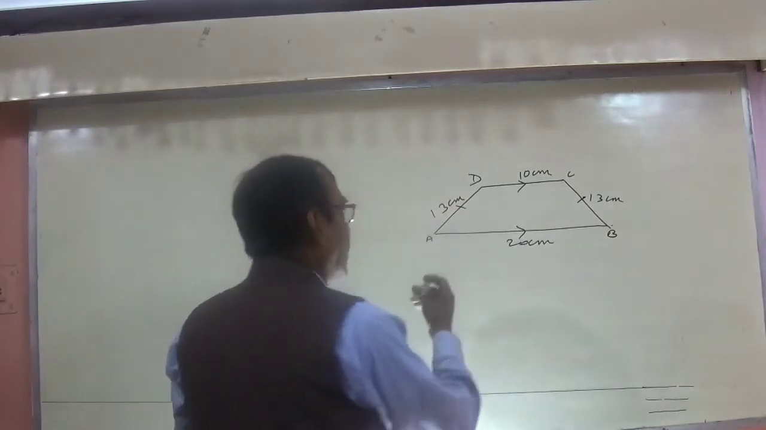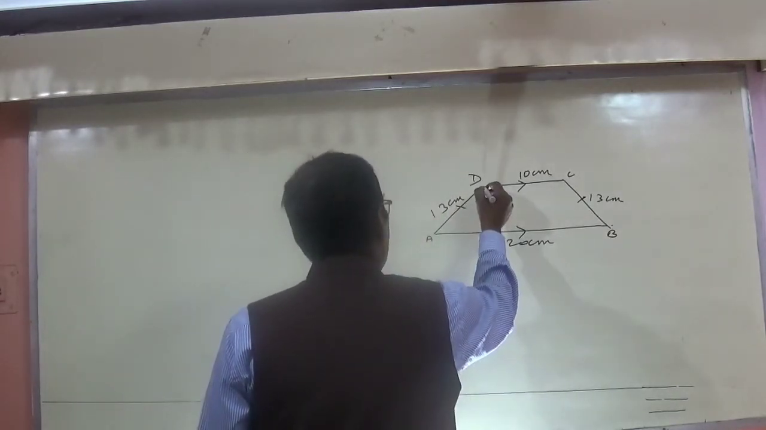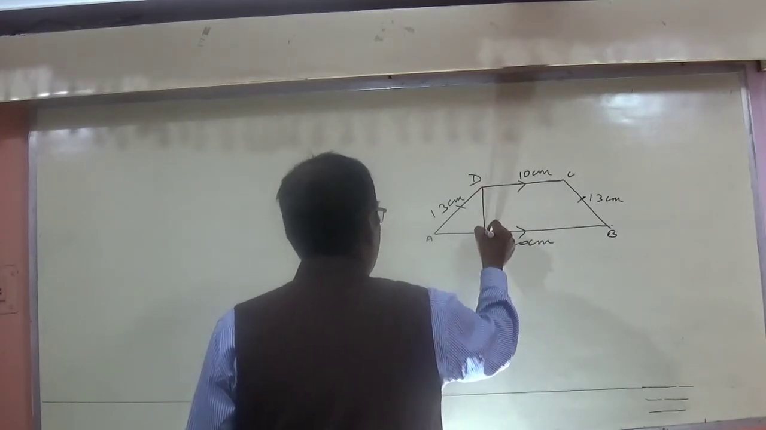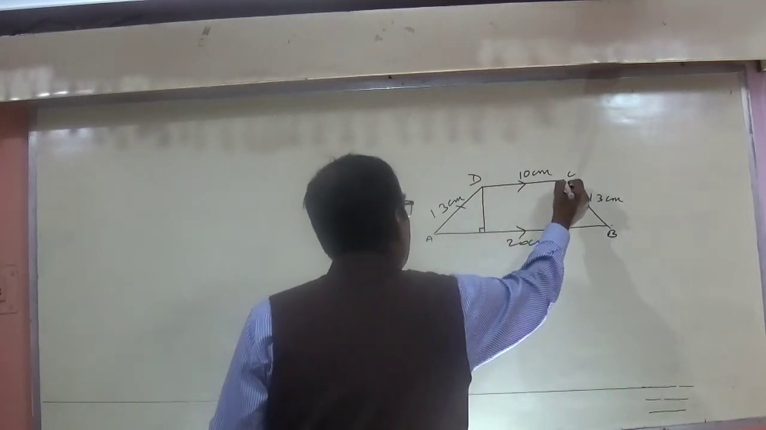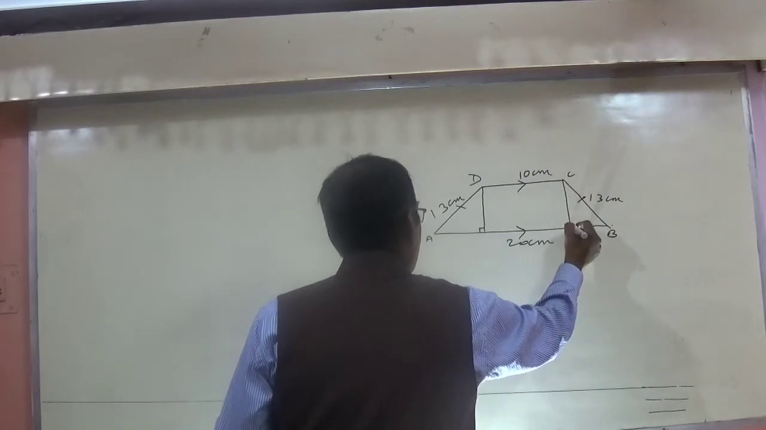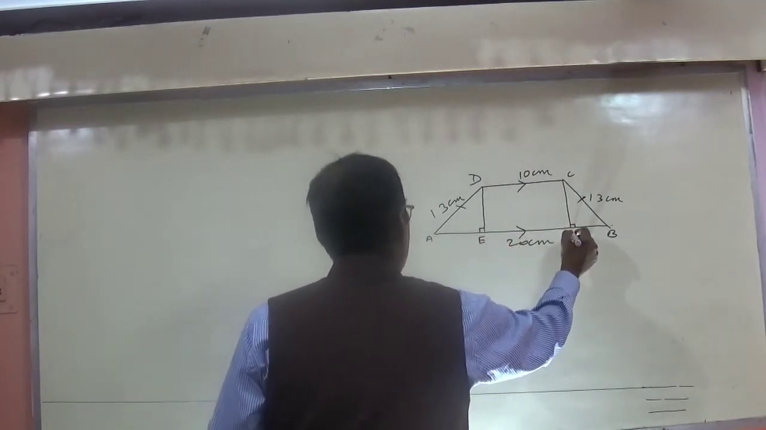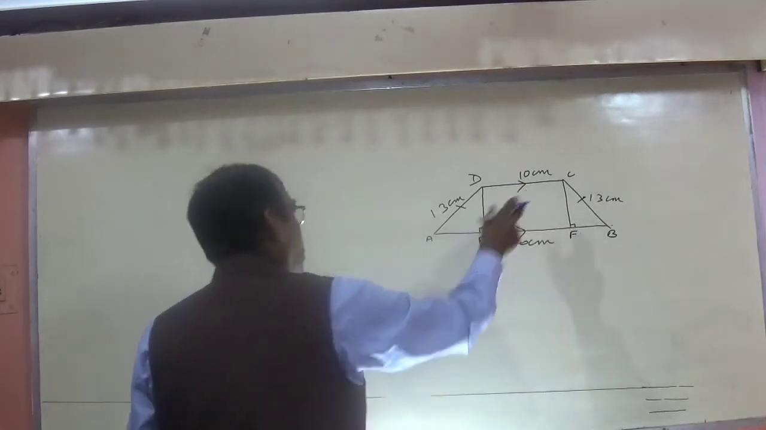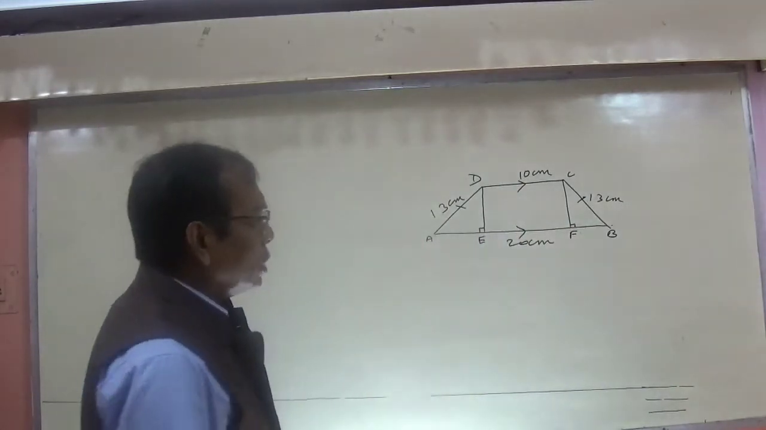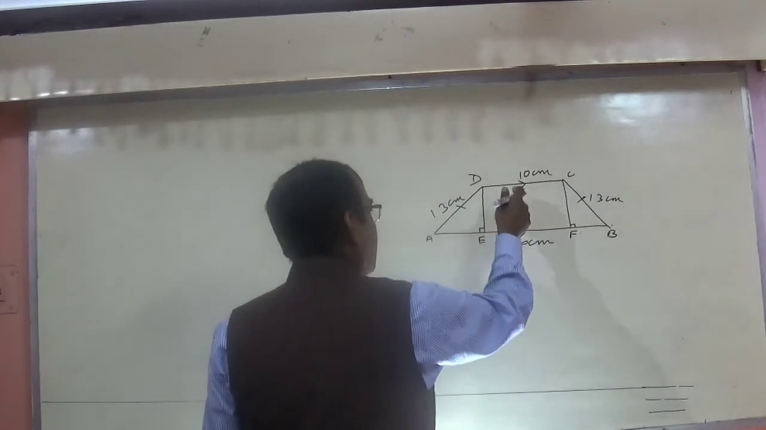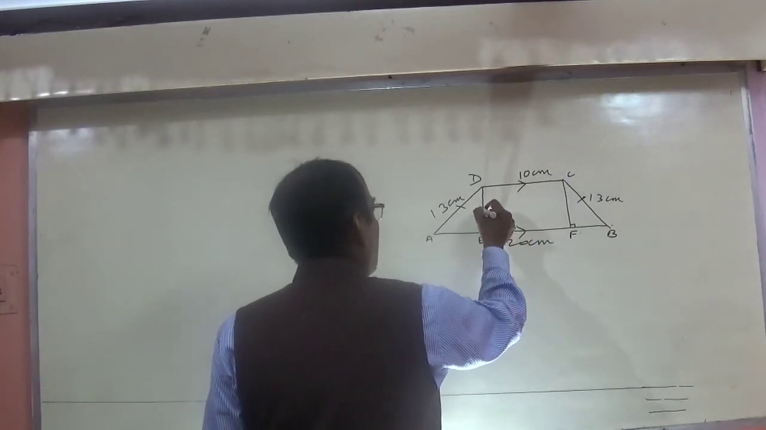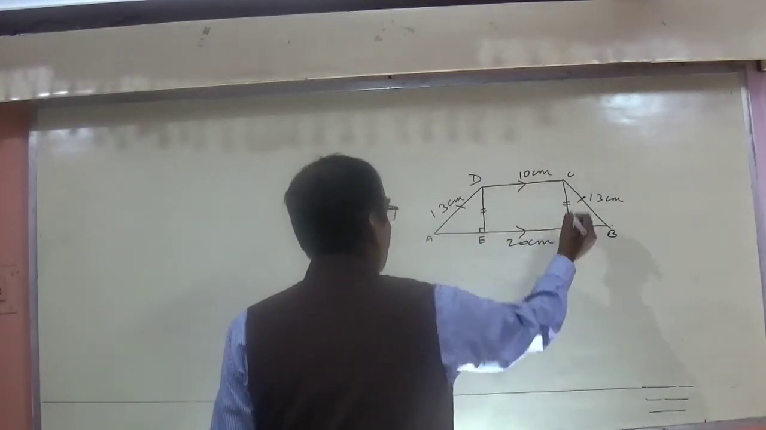So how will you find the height? You have to drop a perpendicular from D on AB, and here also it is required to drop a perpendicular. So this is E, this is F. Now these are the two altitudes. Obviously these altitudes, or heights, or the distance between the parallel sides, are always equal.